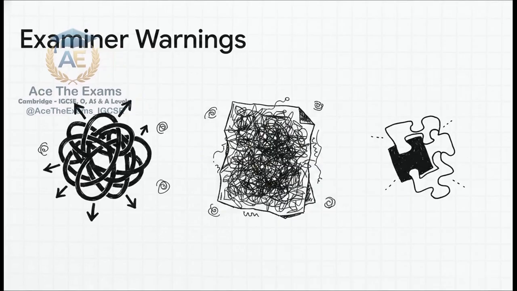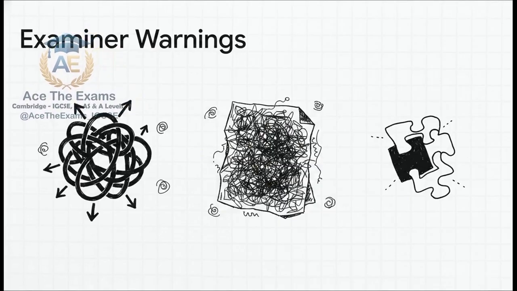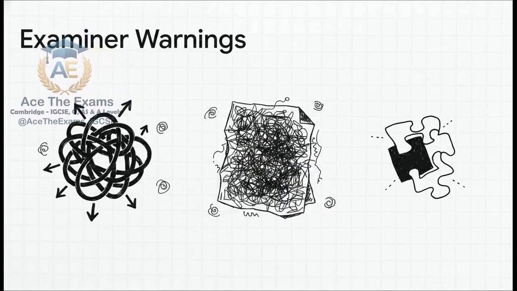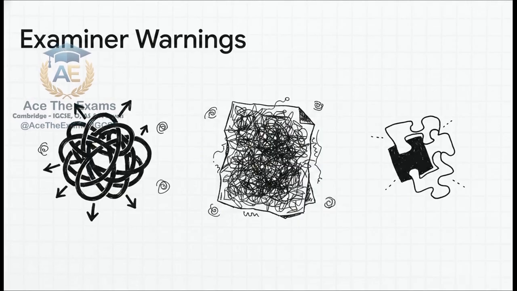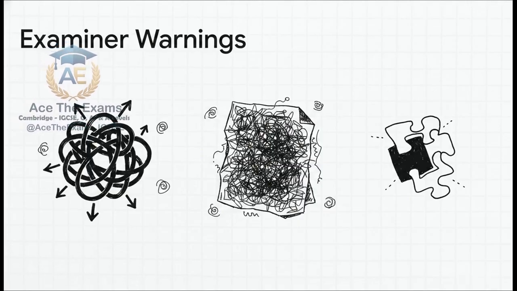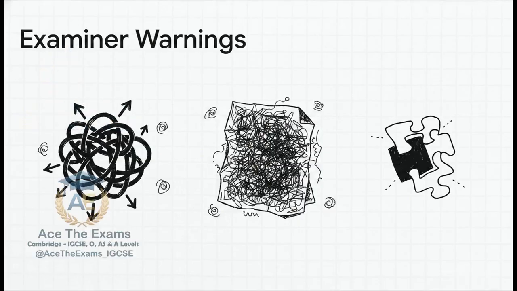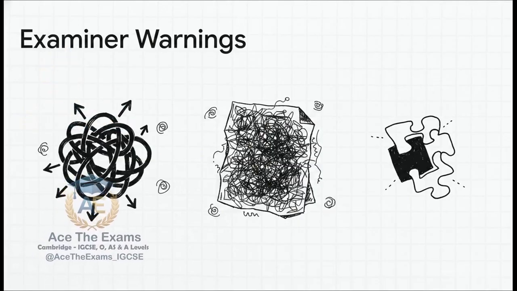And warning number 3, setting up the wrong numerator. Automatically putting a constant c over a quadratic factor instead of cx plus d shows a complete lack of context for the specific variables you are dealing with. Always ensure your setup matches the degree of the denominator.